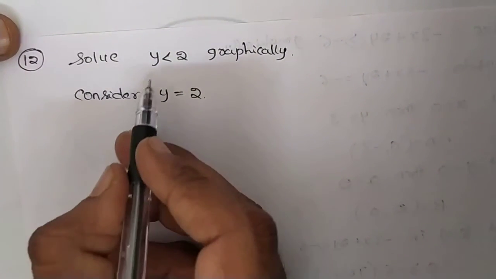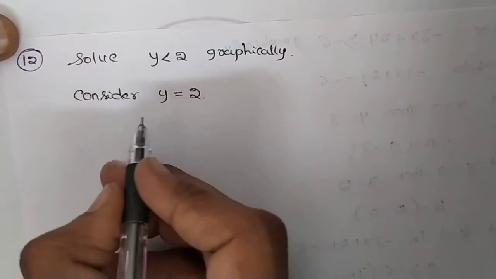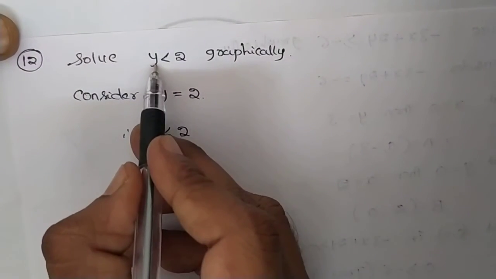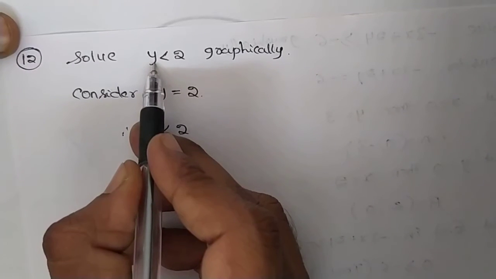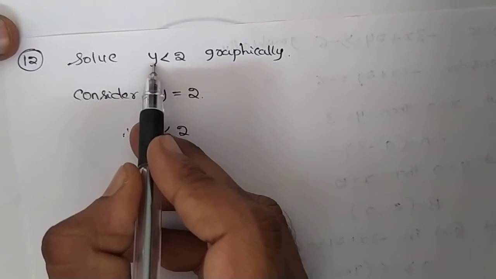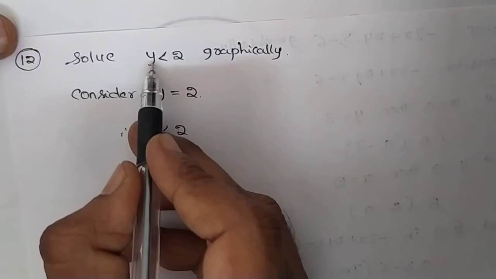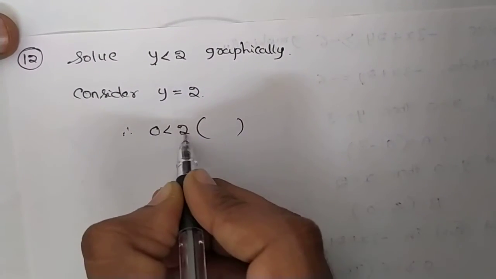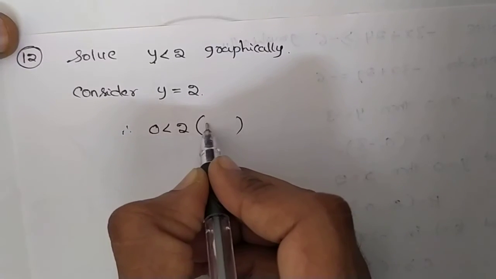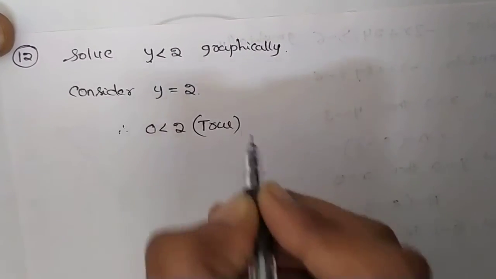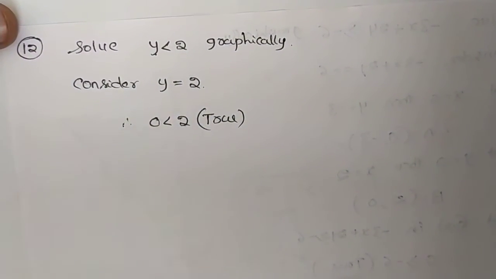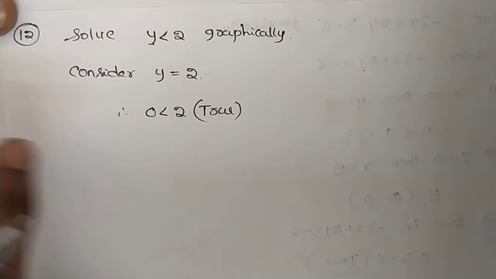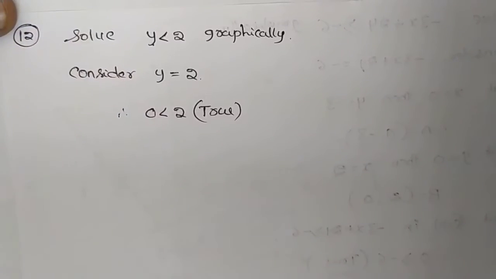Next, if we put 0 in this inequality, 0 comma 0, what will we get? 0 is less than 2. Is this true or false? 2 is more than 0. Yes, it is true. No need to find A, B for these kinds of inequalities.